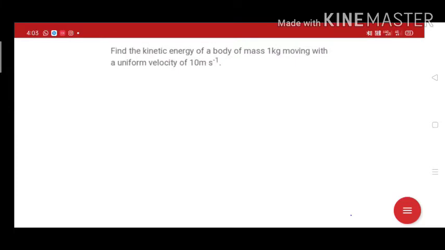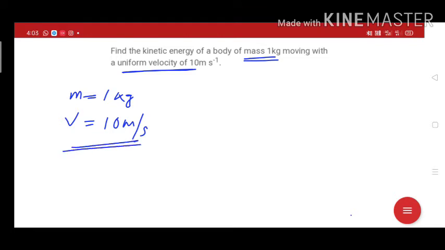Question number 10. So finally we got a question which is asking for the kinetic energy. Here the mass of the body is given, that is 1 kg, and uniform velocity, that is 10 meter per second. Check whether they all are in SI unit or not. They all are in SI system. Okay, fine.